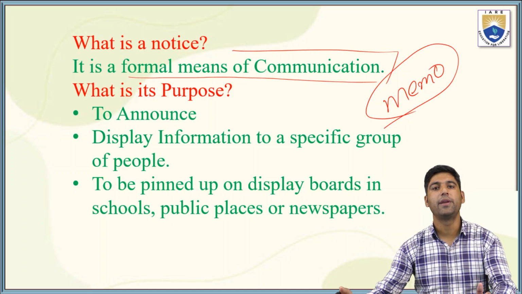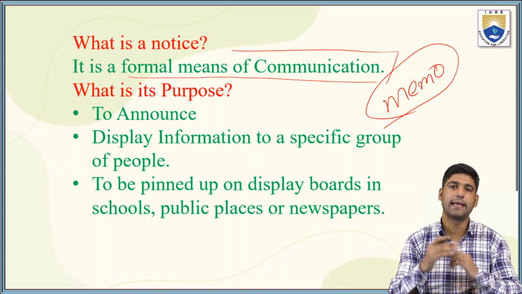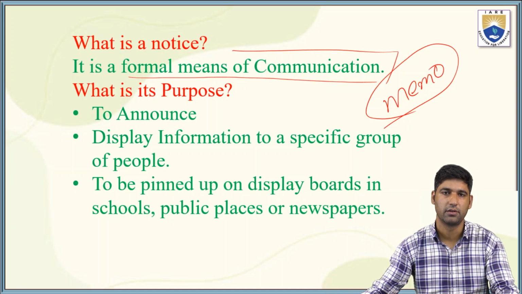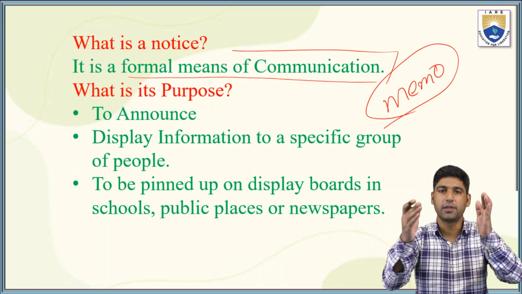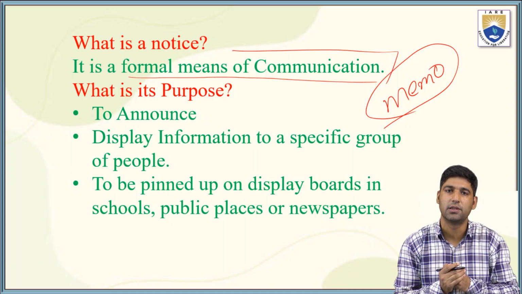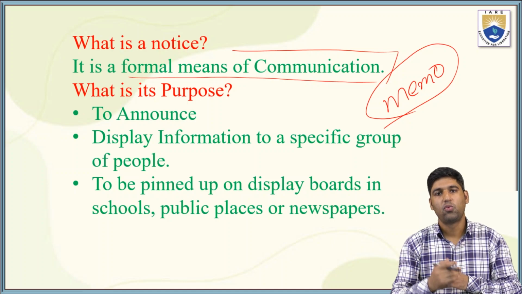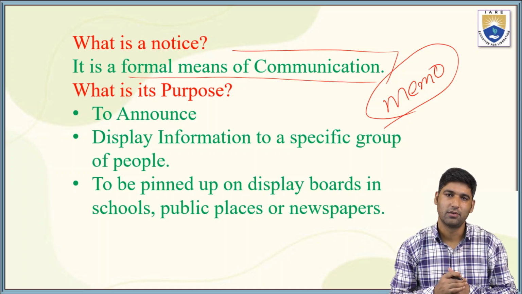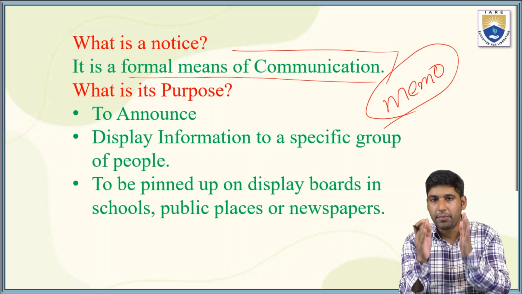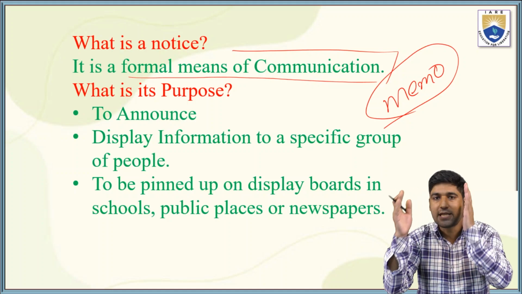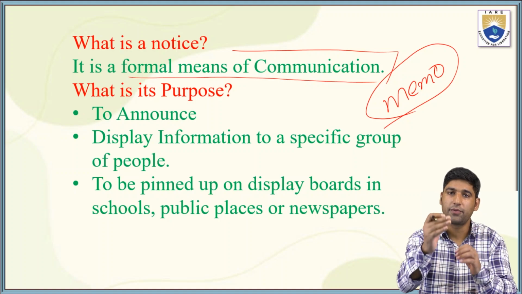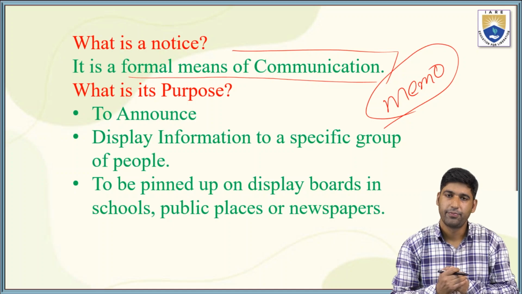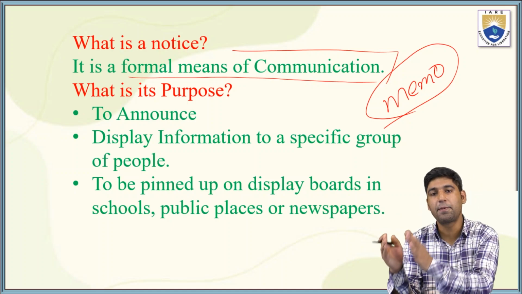But when your department, let's take the example of information technology, has to announce a cultural festival, which the Department of Information Technology is organizing for the students of information technology, this information is for a specific group of people. That specific group of people are the students of information technology.